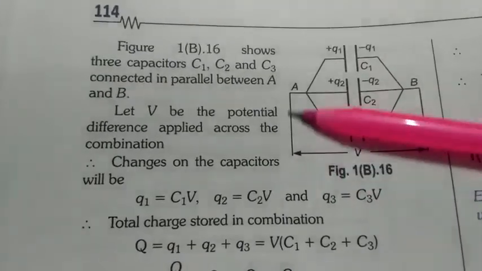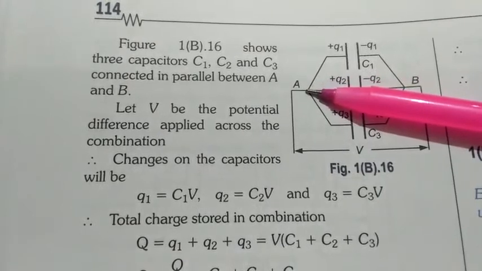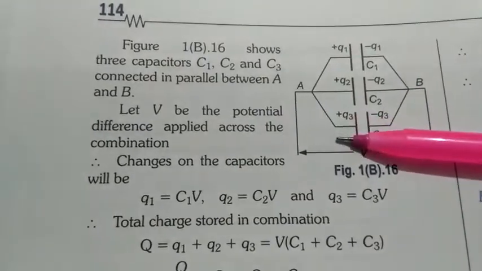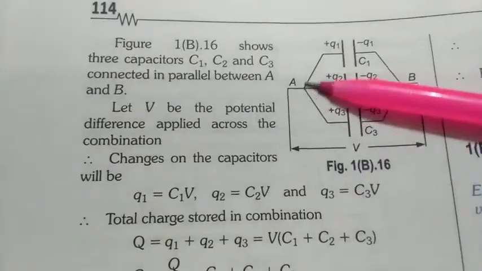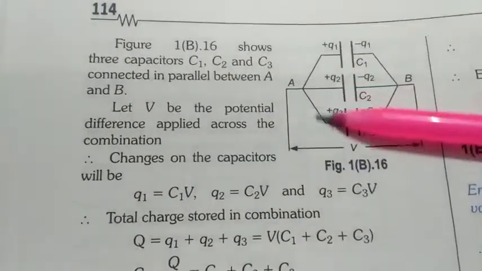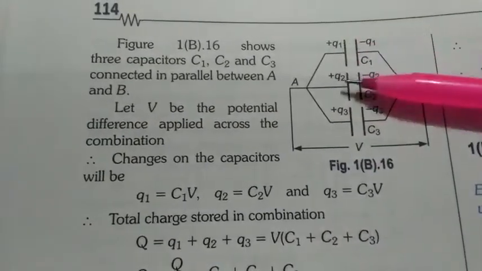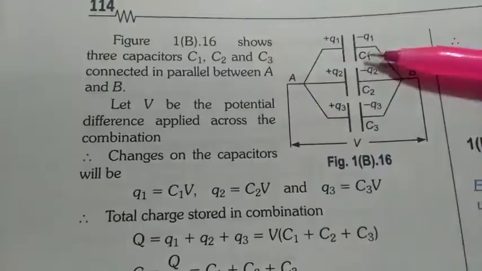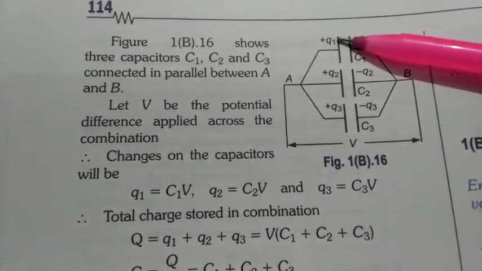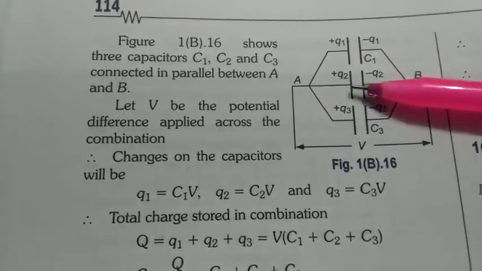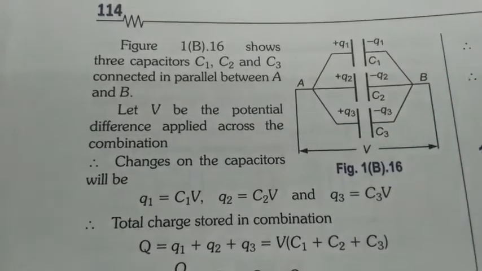But when charge is supplied to them, at point A the charge will be distributed in 3 parts, as in the case of resistors, where current was distributed. So here the charges will be distributed, and they will all have different amounts of charge. For capacitor C1 we have Q1 charge, for capacitor C2 we have Q2 charge, and for capacitor C3 we have Q3 charge.